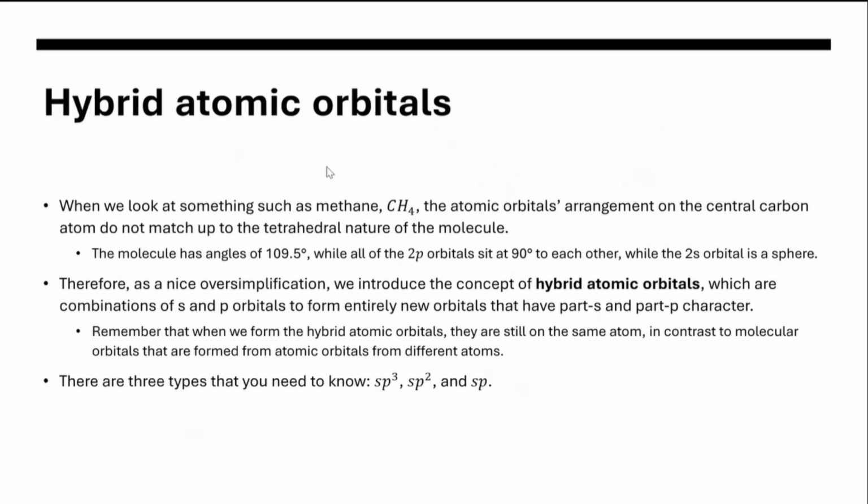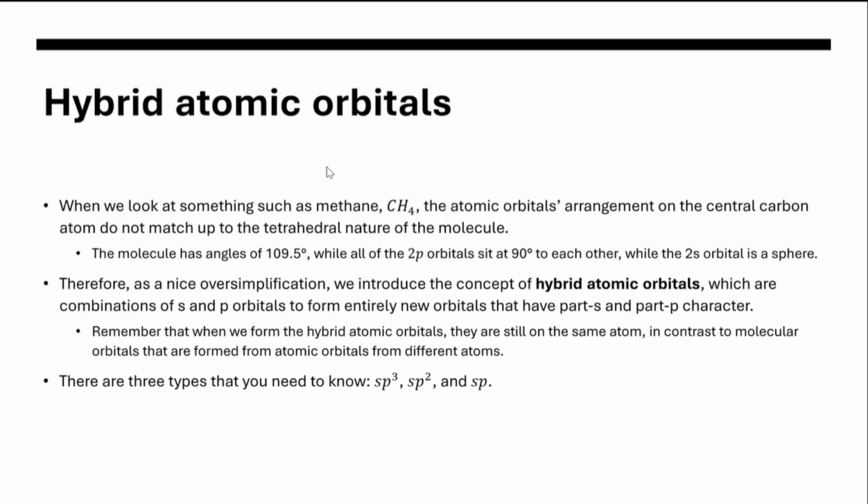So now we're going to move on to hybrid atomic orbitals. So I'll bring up that classic example, methane. Methane is in a tetrahedral arrangement, and the angles of a tetrahedral arrangement are 109.5 degrees. However, this absolutely does not match up with the picture of atomic orbitals that we've been fed, because all the 2p orbitals, 2px, 2py, 2pz, on the axes, sit at 90 degrees to each other, while the 2s orbital is a literal sphere.